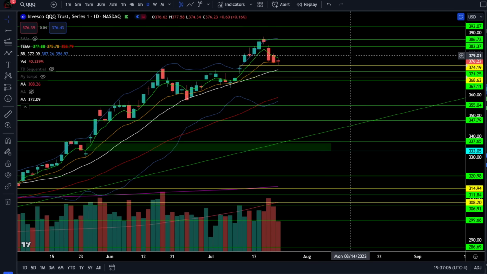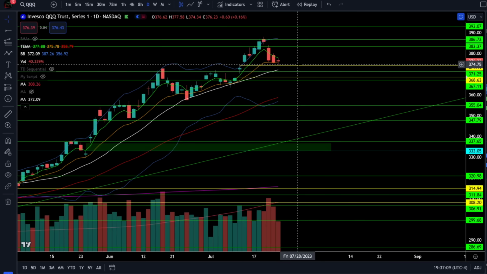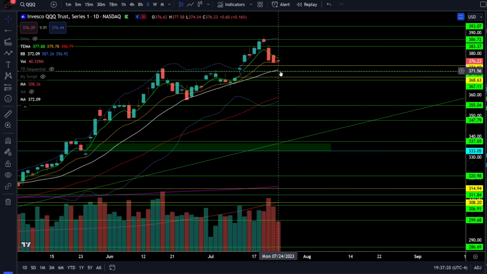On the NASDAQ 100 triple Qs, we were up 0.16% today, and the triple Qs tried to close the gap just above 374, but was unable to do so. And as we know, gaps typically get filled, so we are expecting that gap to get filled, likely right around the same time we test this rising 20 daily moving average.